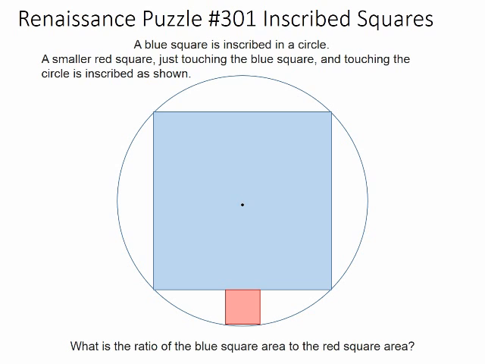Here's the puzzle. A square is inscribed in a circle. A smaller square sharing one side of the large square and touching the circle is inscribed as shown. What is the ratio of the areas of the two squares?